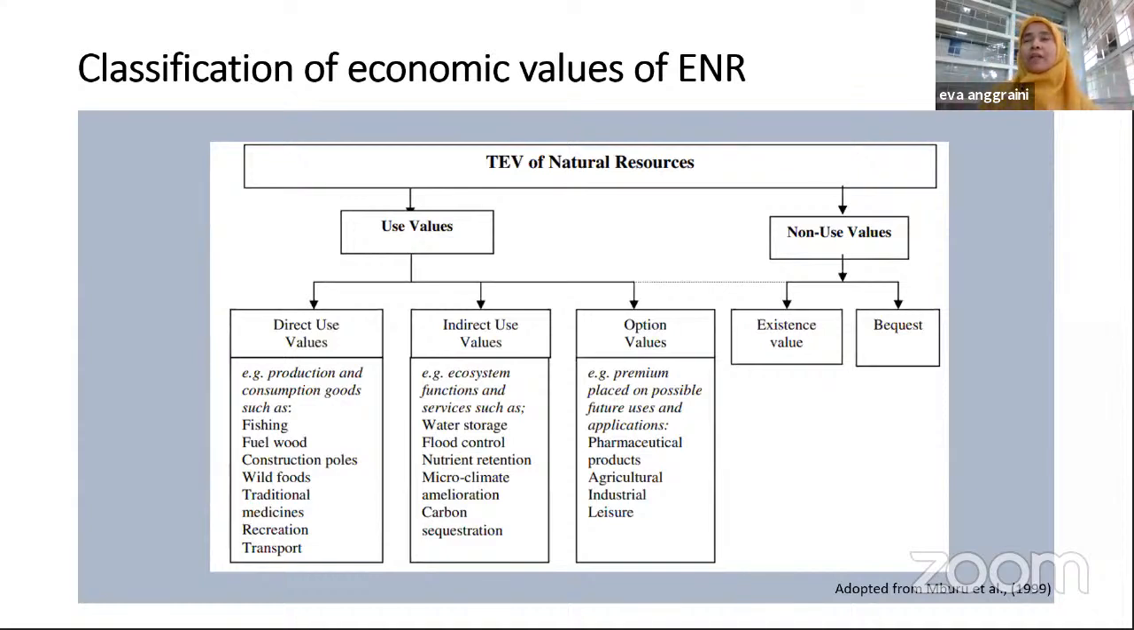Probably it's hard for us to determine the values of the orangutan, but we know that the orangutan is only available in Kalimantan and Sumatra, and we could not find it in any other forest. Its existence gives us a signal that the forests in Kalimantan and Sumatra are still in good condition. So the existence of the orangutan has a value, and in economic valuation, we would like to measure how much the value is. And the other is bequest value. Bequest value means value because of the heritage.